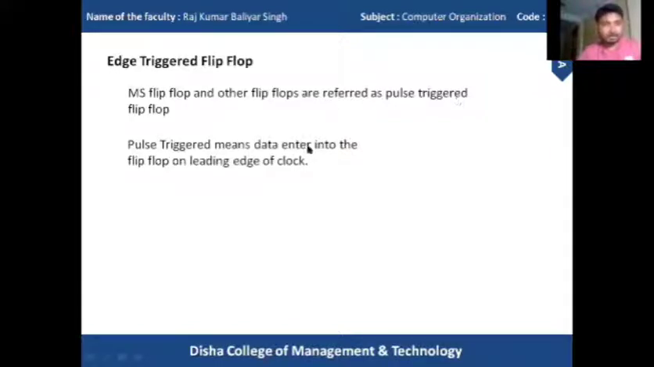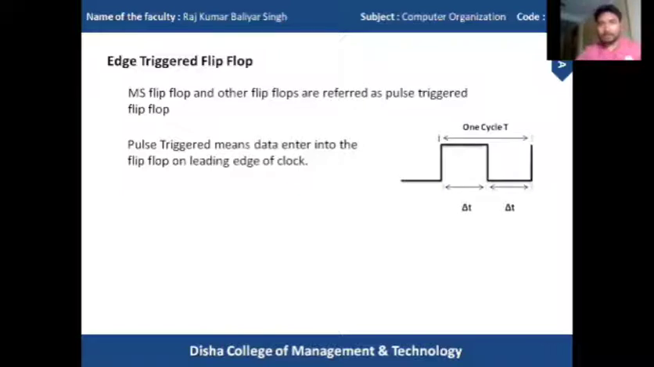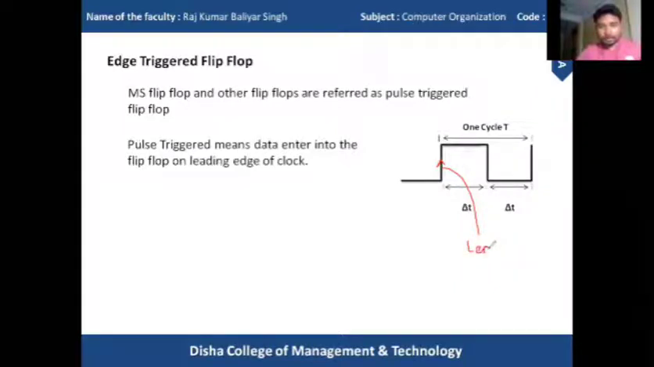Pulse trigger means the data enters the flip-flop on the leading edge of the clock cycle only. Leading edge means it is like this one. So this is called the leading edge, and this is the falling edge.